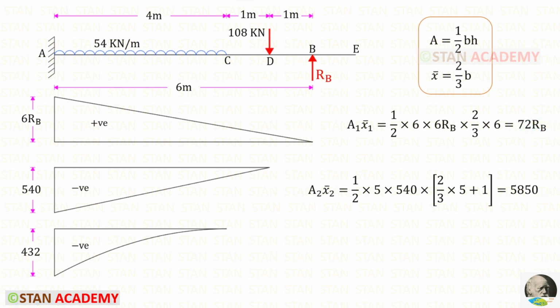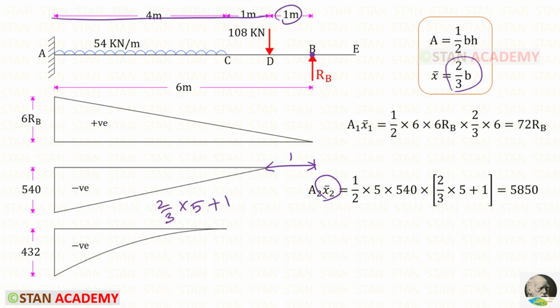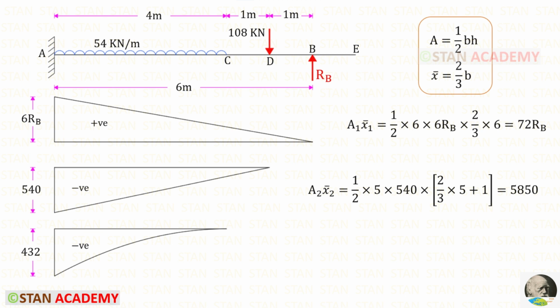Now let us find area 2 x2 bar. It is also a triangle, so we have to use the same area formula. Here the breadth is 5 and the height is 540. Now let us find the centroid distance x bar 2. We know the formula, which is 2 upon 3 into breadth. Here the breadth is 5, so 2 upon 3 into 5, but we have to add the remaining distance also, because we are finding the moment area about the point B. The remaining distance is 1, so 2 upon 3 into 5 plus 1. For area 2 x bar 2, we will get 5850.